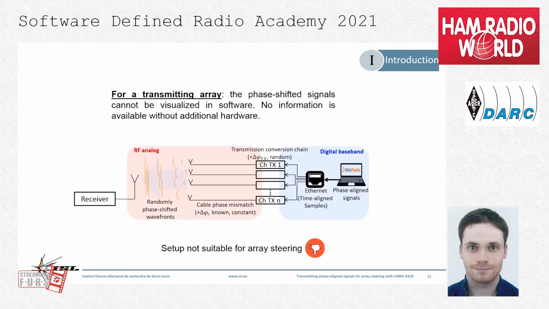The problem that's going to interest us today is that in the case of a transmitting array, however, the phase shifts are added to the signals in the analog domain, and therefore they cannot easily be visualized in software. Since no information is available for us in GNU Radio, that means that this commercial setup without any additional hardware is not suitable for array steering.